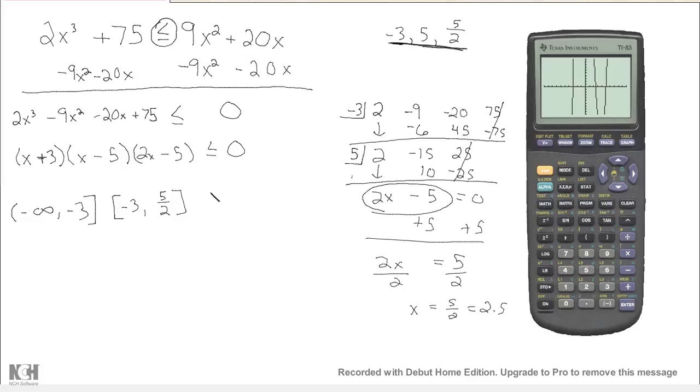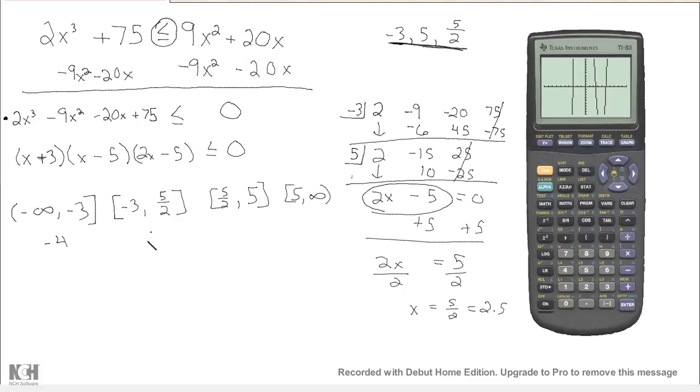Then I pick up at the 5 halves, go to the next one, which is the 5, and then from there I have 5 to infinity. Next step is to pick just a number that fits within each interval so I can test it up here. So I'm going to pick negative 4 because that's smaller than negative 3.